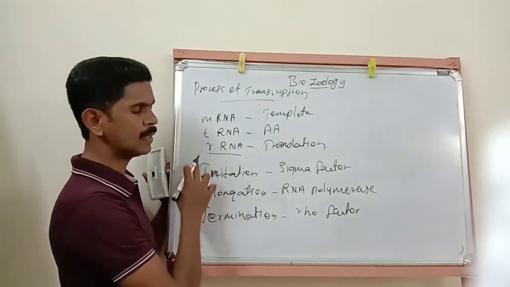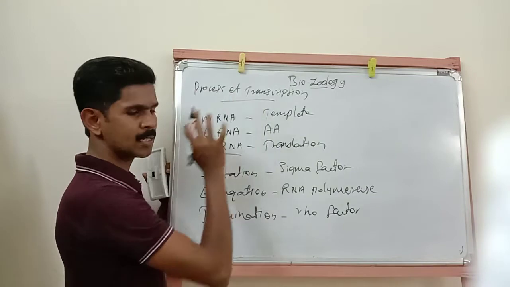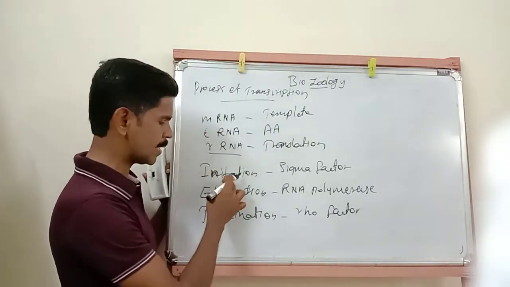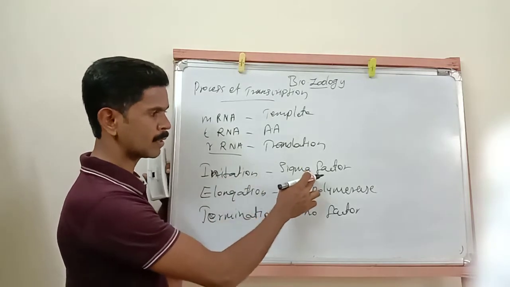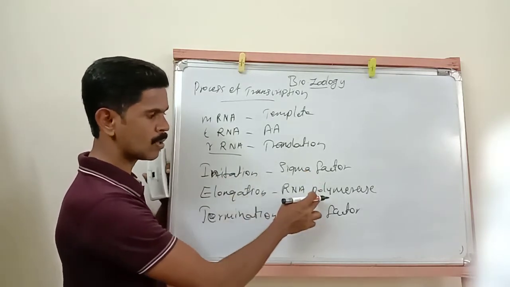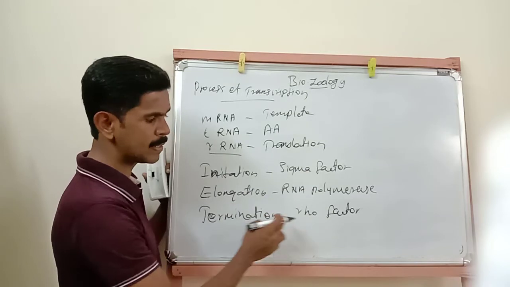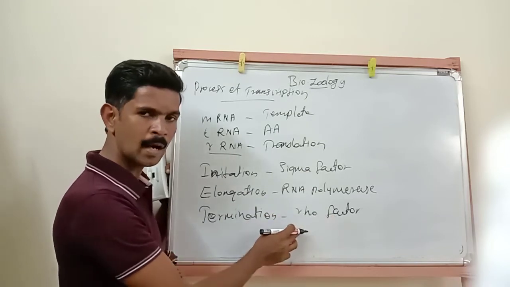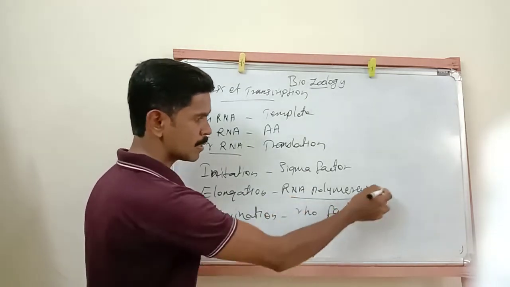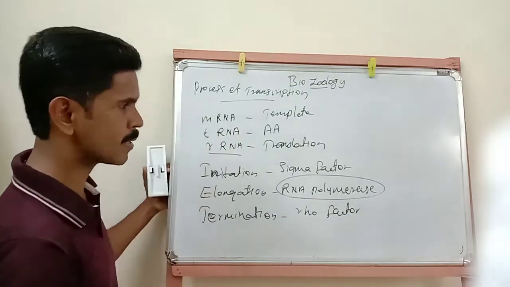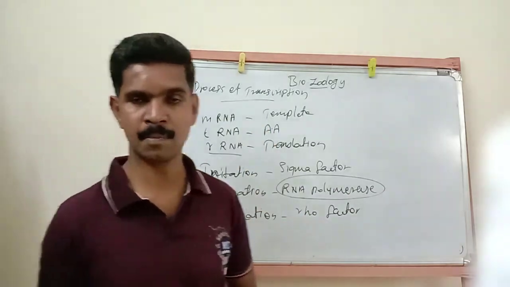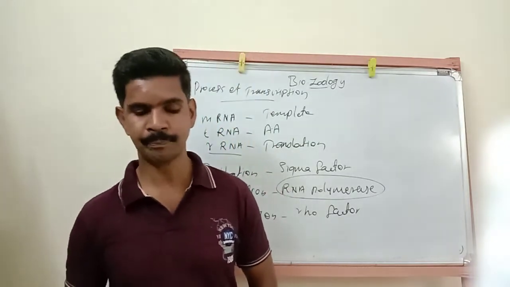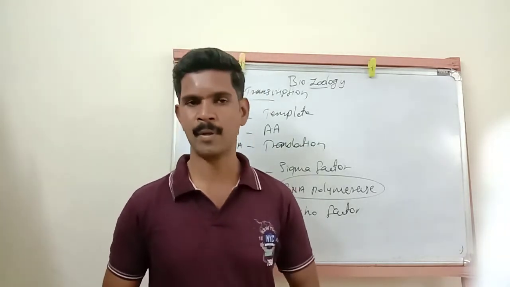Okay, so now I said three important steps of the transcription process. What are they? Initiation, elongation and termination. Initiation is controlled by a factor called sigma factor, elongation is controlled by RNA polymerase, and termination is controlled by a factor called rho factor. RNA polymerase is one of the very important enzymes, playing a very important role in this transcription process. Okay, then listen to the next point.